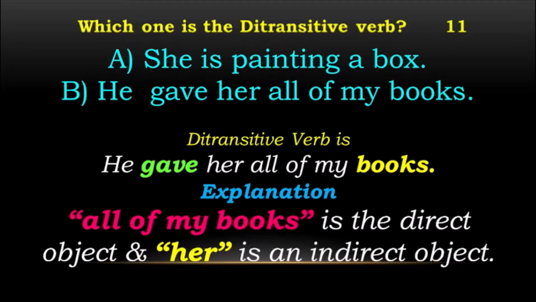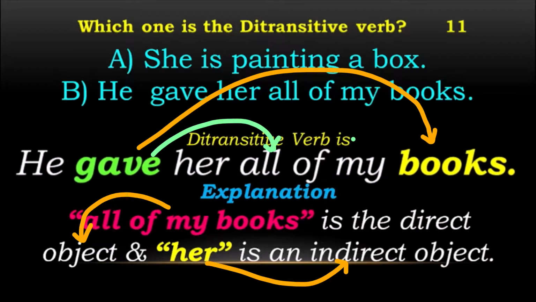All of my books is the direct object and her is an indirect object. He gave her all of my books.